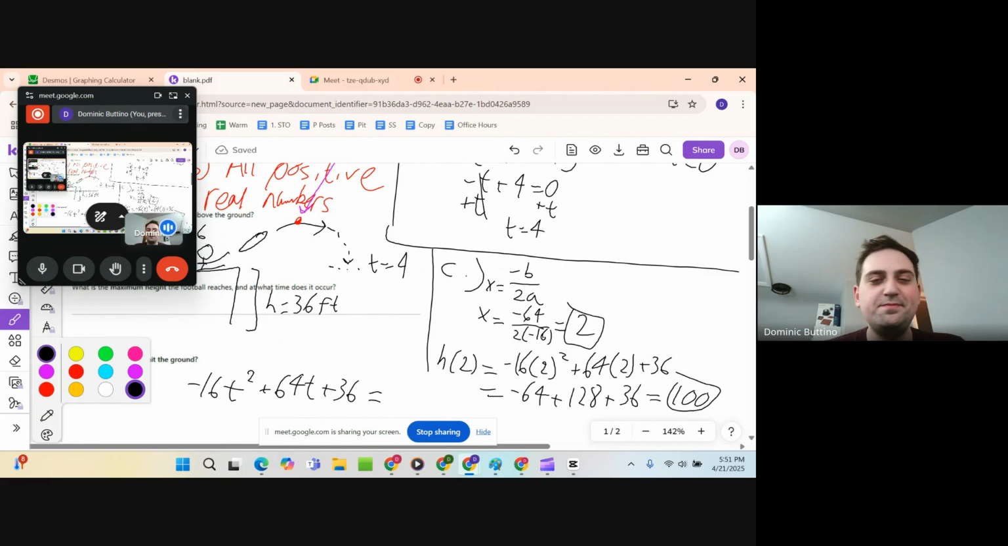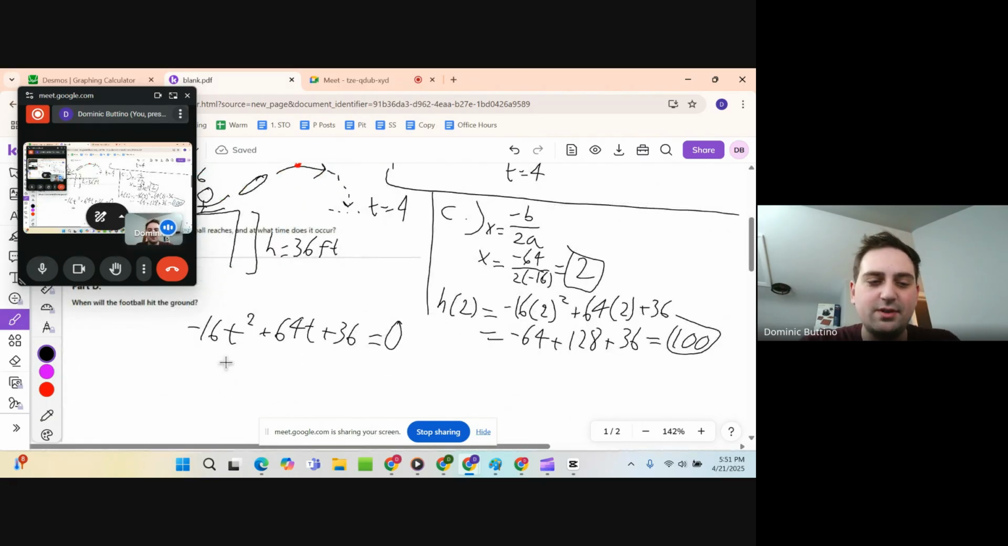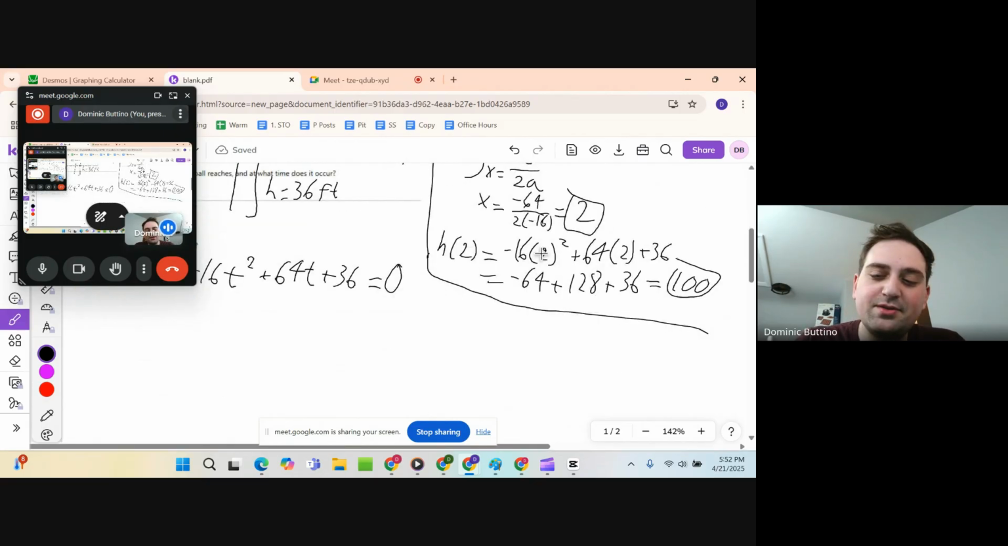The height would have to be 0, meaning this whole function we want to set equal to 0. So now what do we do? We take this function and we factor it. Now, alternatively, it doesn't want you to factor it. It actually just wants to know the time at which it hits the ground. And for that, that's what you get to use.